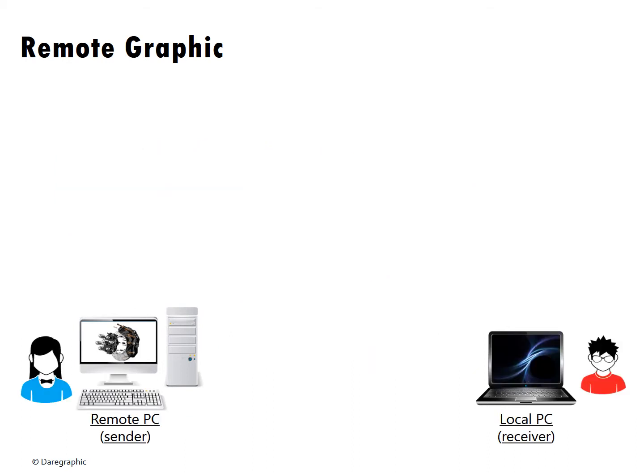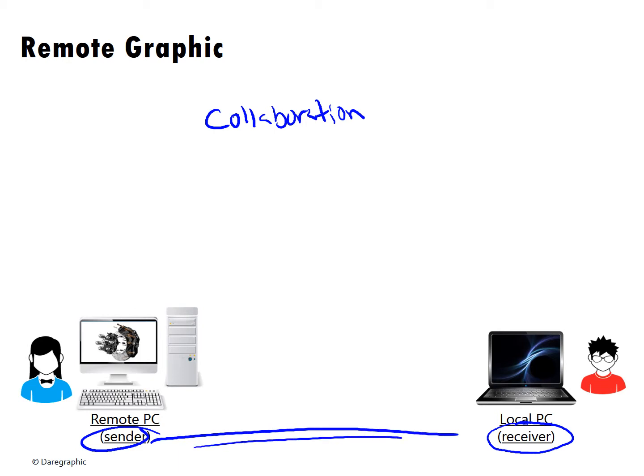Another scenario that remote graphic offers is that one user can share their screen with another user. This is called collaboration. One of the main differences between RDP and remote graphic is that we usually define the remote PC as the sender and the local PC as the receiver. This is because most of the data is being sent from the remote workstation to the local PC.